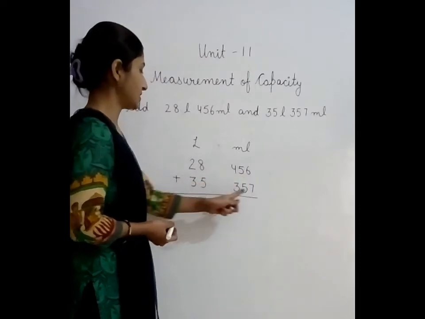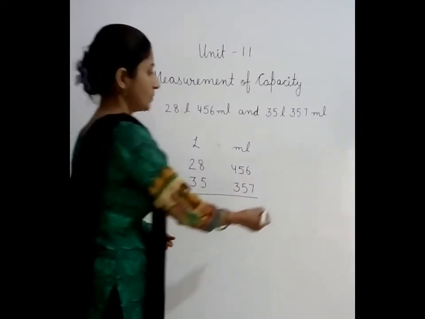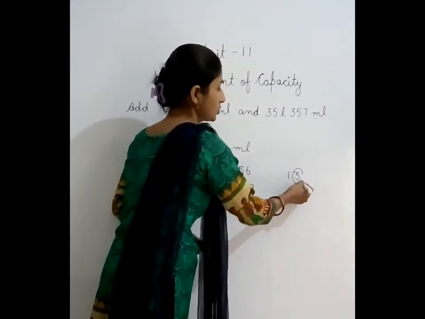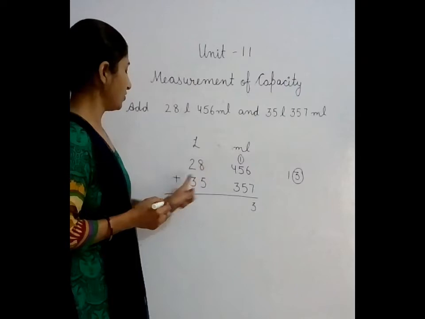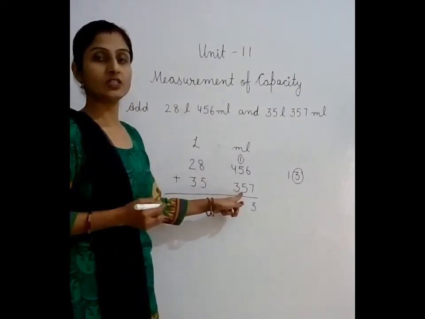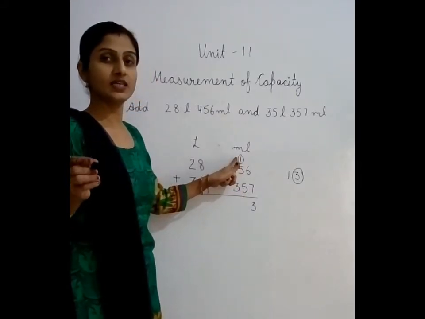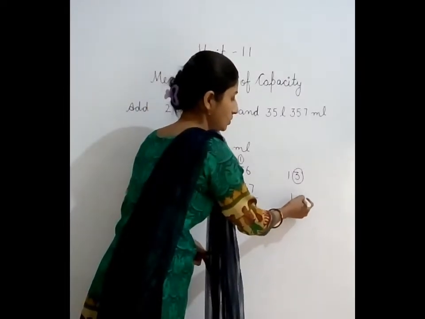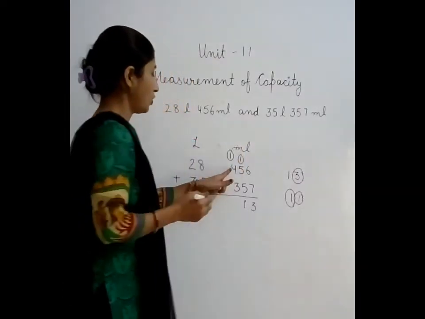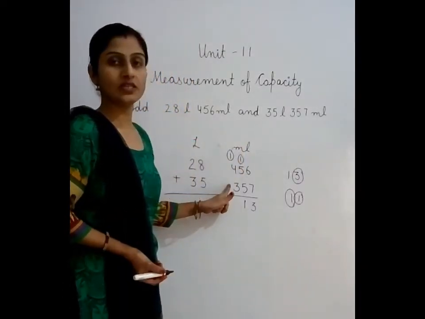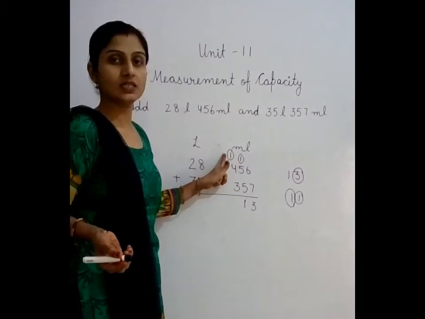So 6 plus 7. How much? Tell me. 6 plus 7 is? Yes, 6 plus 7 is 13. So these three we write here and 1 is here. Now 5 plus 5. 5 plus 5 is 10. In this 10 we add this one. So 10 plus 1 is 11. So this one we write here and this one carry over here. Now 4 plus 3. 4 plus 3 is 7. In this 7 we add this one. So 7 plus 1 is, yes, 8.